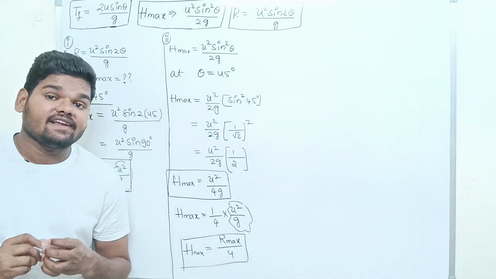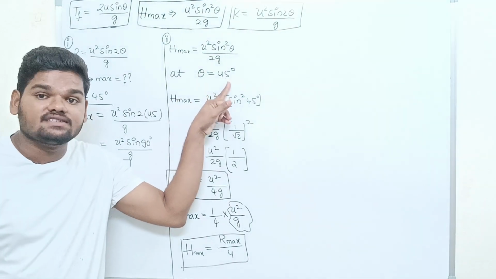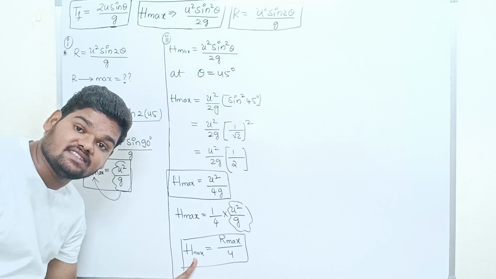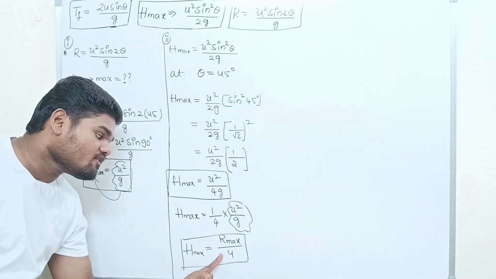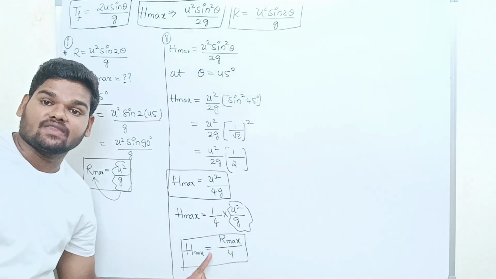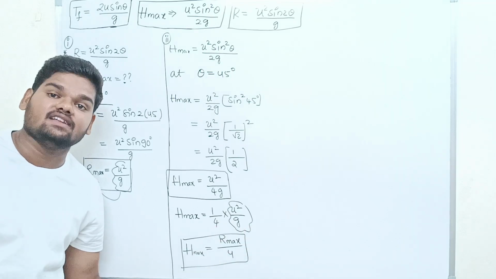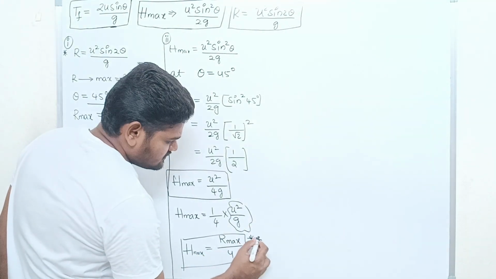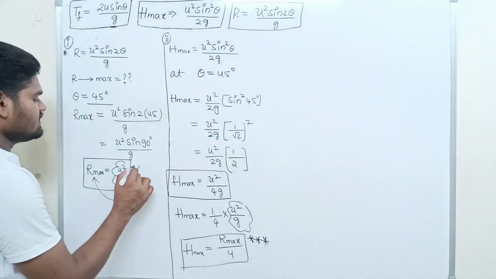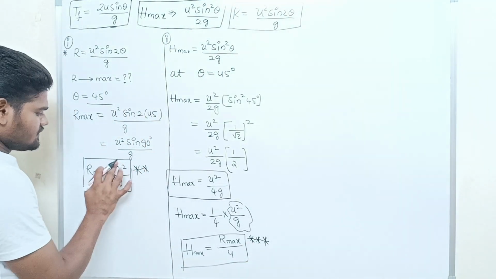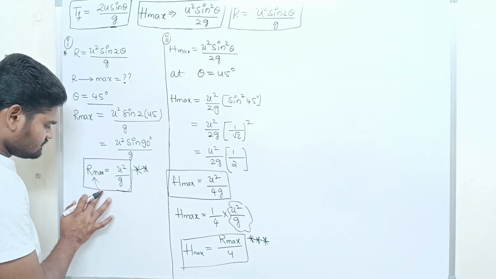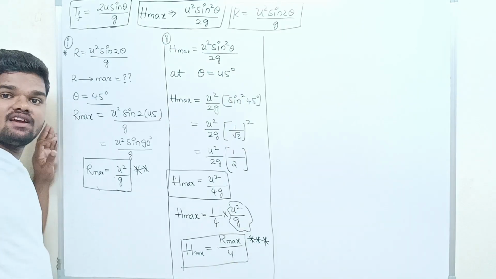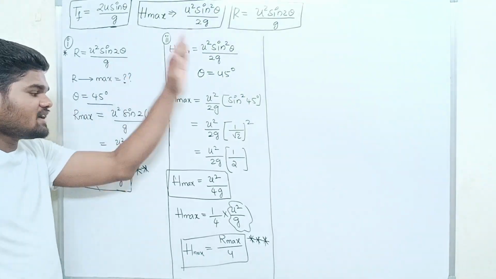That means at theta equal to 45 degrees, h maximum is 1 quarter of range maximum. Are you getting it? So note down, this is important. Pause the video and write this part.